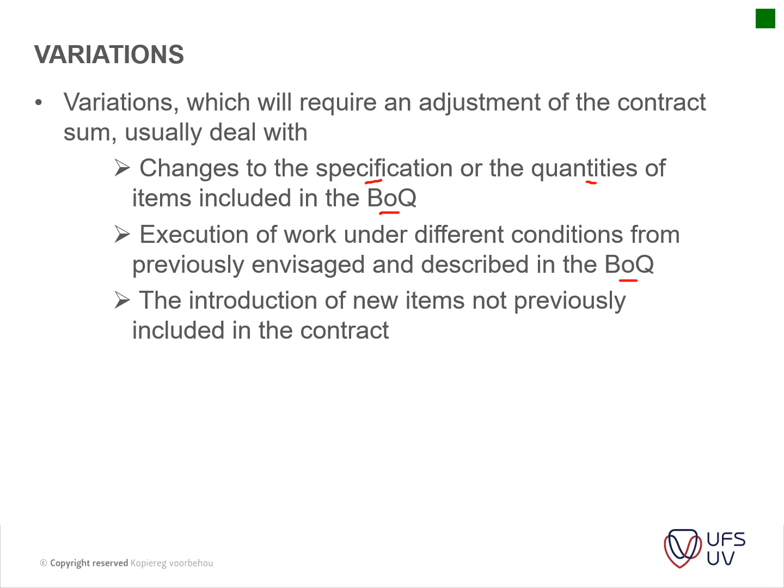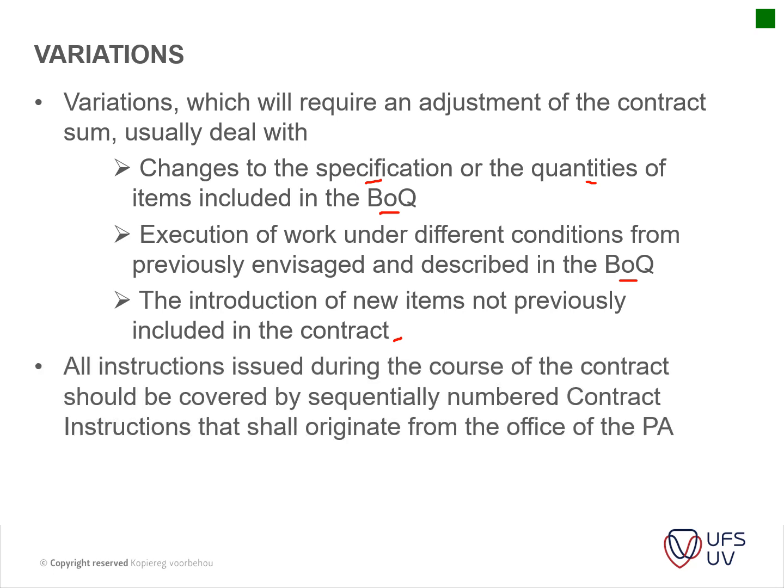The instruction of new items not previously included in the contract. For instance, now if you're working in a community, you have to take into account maybe education of the community, talks with the community, which wasn't included in the initial tender brief, or something in that sense. Okay, all instructions issued during the course of the contract should be covered by sequential numbering of contract instructions that shall all originate from the office of the principal agent. So this is just the site instruction booklet that we spoke about in a previous slide.